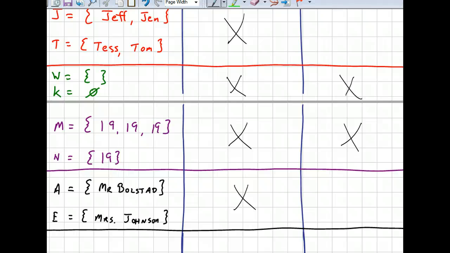If it was Mr. Bolstead in both, then it would be equal. Oh, right. Wait, so the 19, 19 one is both equivalent and equal? Yep, because you're not counting repeats, and they both have the exact same elements in it.